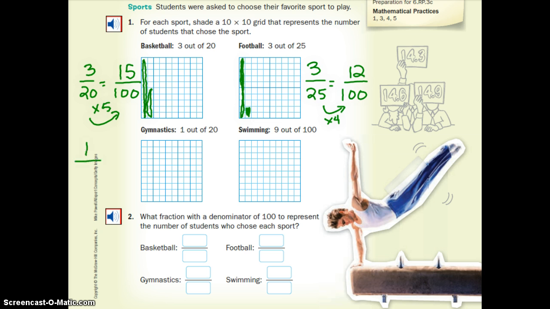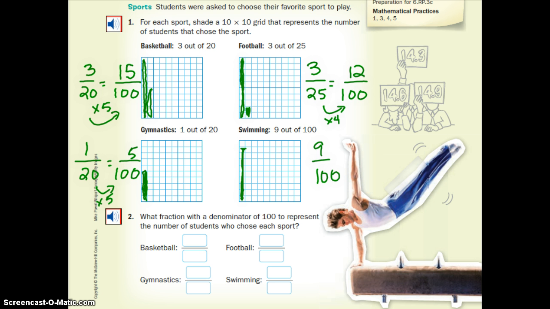Then I got 1 of 20 is equal to what out of 100? Again, this is times 5. So I color in 5 of these little guys. And the last one is 9 out of 100. I'm already there. So all I'm going to do is color up until I get to the very top and then stop at 1 less.